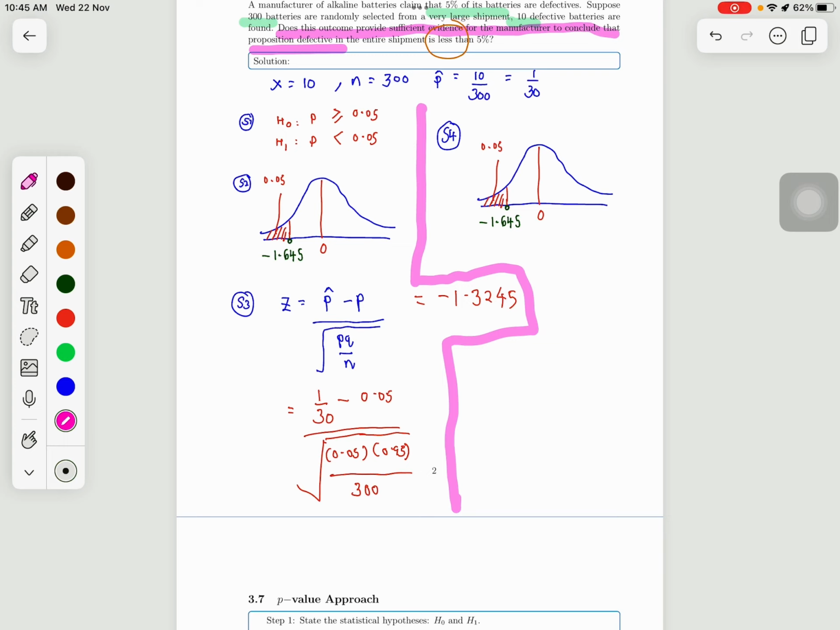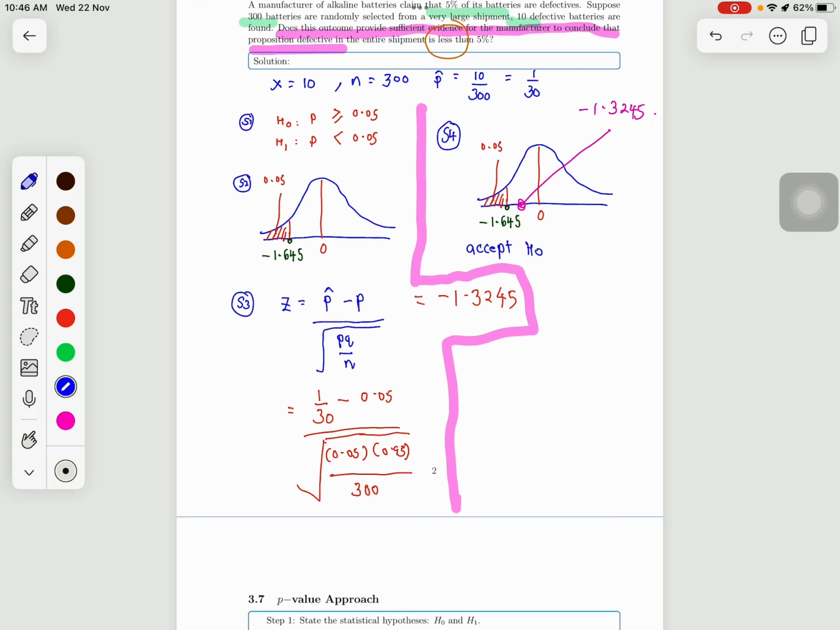So they are supposed to be somewhere here, negative 1.3245. Sorry, right. So here is negative 1.3245. So what can we say? In the decision, we are in the non-rejection area. Very simple. So just write do not reject, or fail to reject the null.